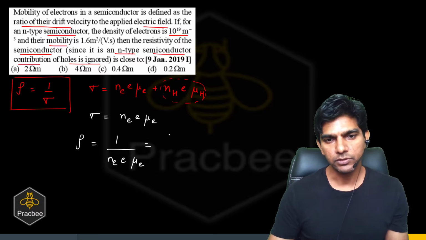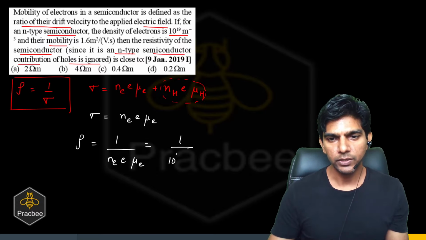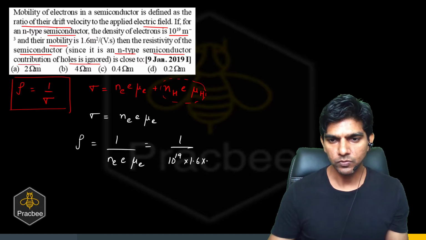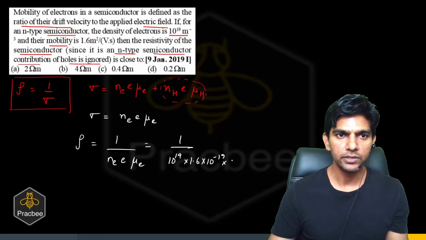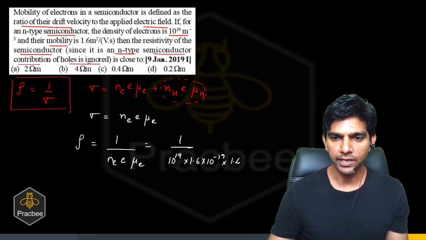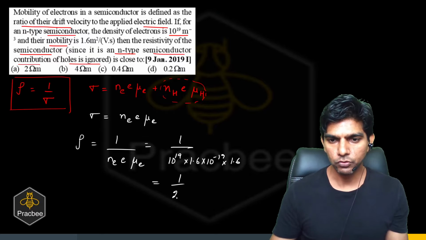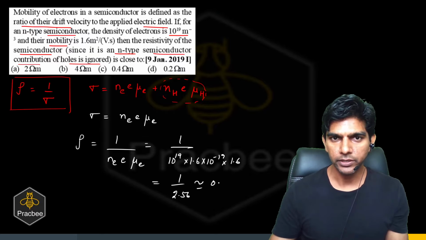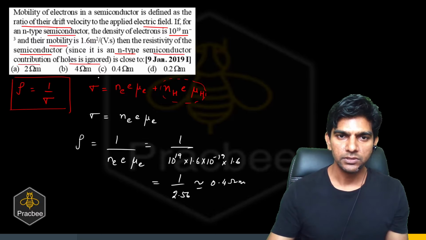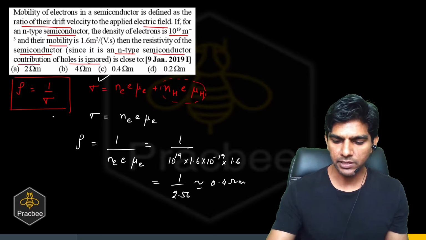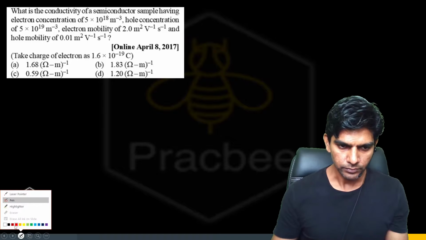Now let us plug in the values. So n_e is given as 10 raised to power 19, e is 1.6 into 10 raised to power minus 19, mu is given as 1.6 in SI units. So this comes out to be 1 upon 2.56, and this is close to 0.4 ohm meter. So C is the right answer. I hope the concept is clear. Now let us see one more example.